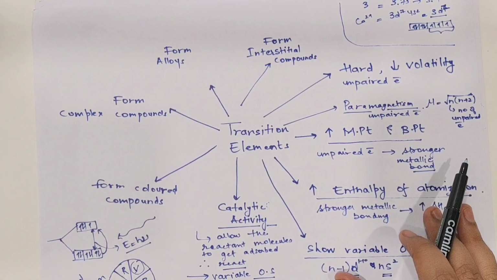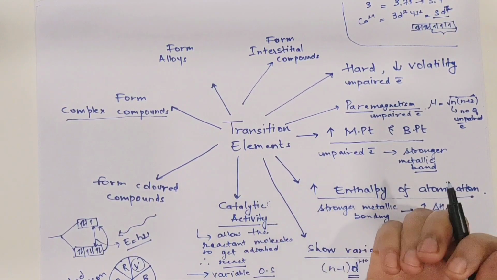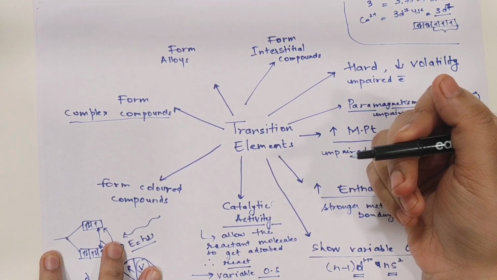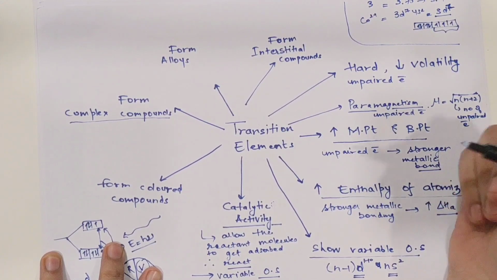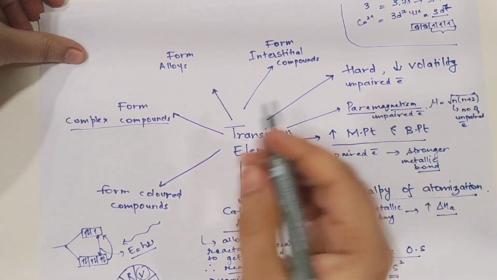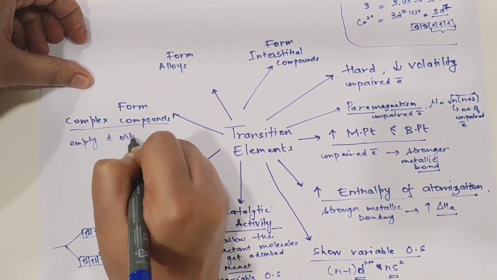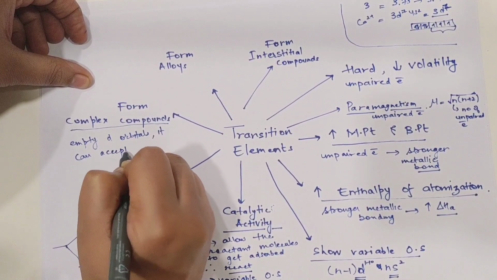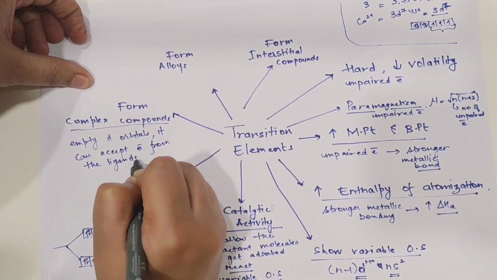Now, transition element compounds also form complex compounds. They form complexes because for a complex to be formed, the metal ion has to accept electrons from the ligands. Ligands are the ones which donate electrons, and the metal ion has to accept it. And it would be able to accept if it has empty d orbitals, which it has. So transition elements have empty d orbitals, because of which they can accept electrons from the ligands, and therefore they form complexes.